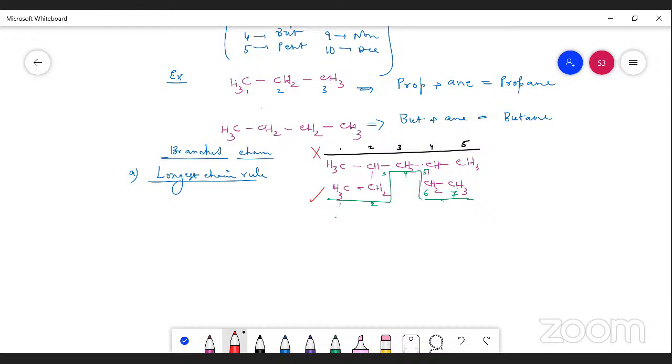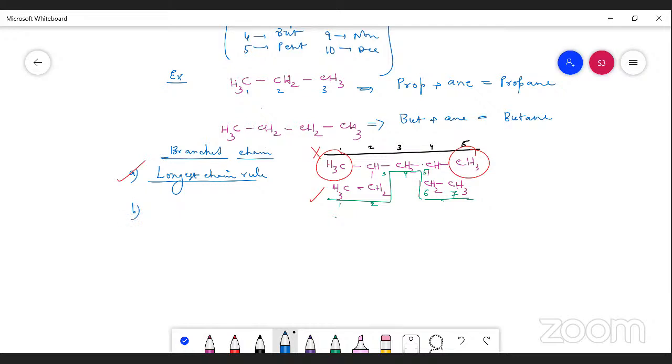Now what are the substituents? This one is a substituent and this is another substituent. 2 substituents are there. So likewise, we can differentiate the substituents present in the parent chain by following the longest chain rule. It's a very important rule. Next, move to the second rule. What is the second rule?